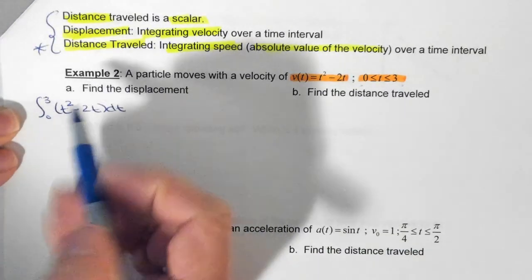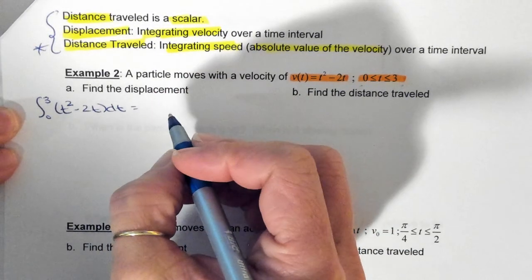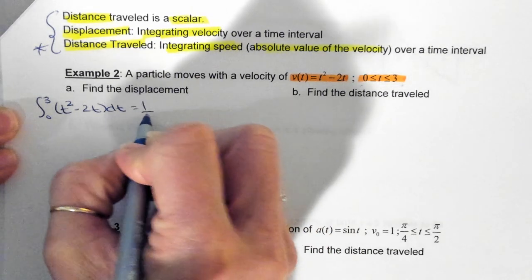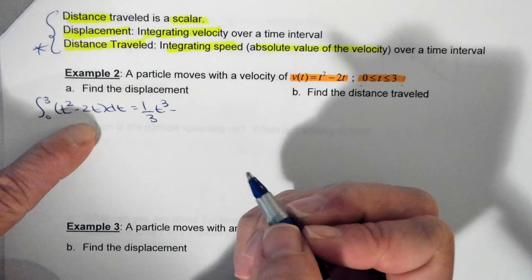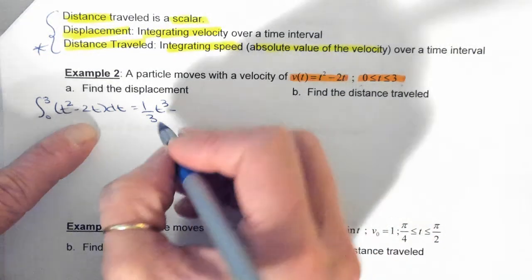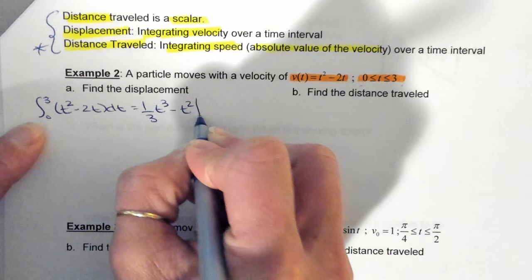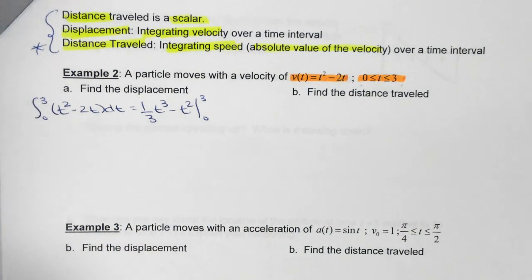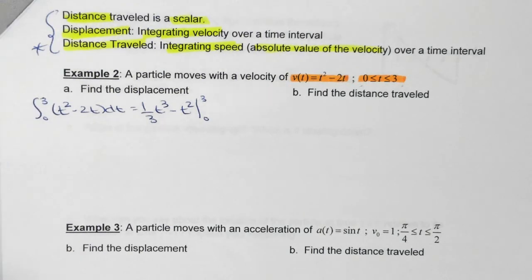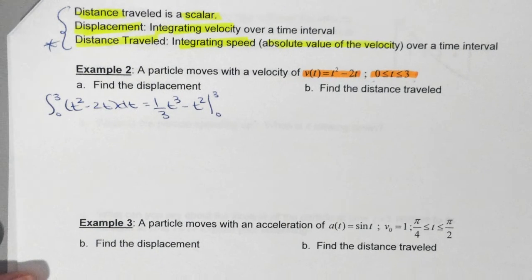Okay, what is the integral of t squared? 1/3 t cubed minus, what's the integral of 2t? Yeah, this is minus t squared, and we're evaluating from 0 to 3. Why did I not put a c on there? Because it's definite. Yeah, because it's a definite integral. Okay, yes, it is defined.